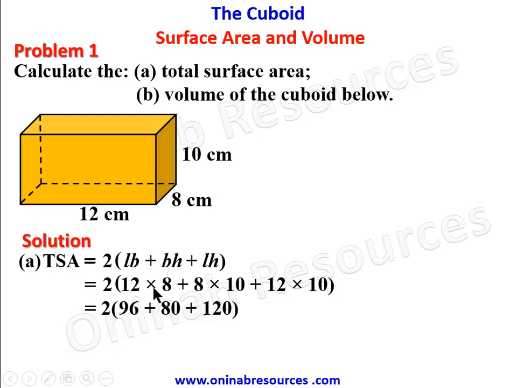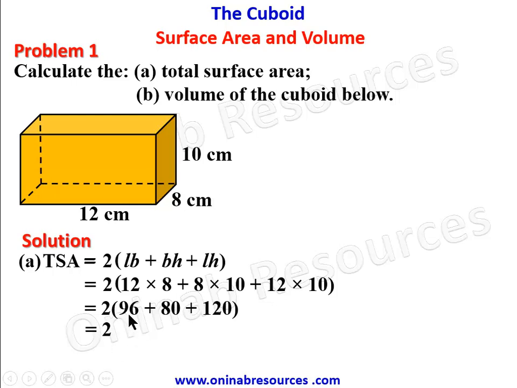Remember, we are observing BODMAS here. It is not 12 times 8, which gives 96, then plus 8 before you multiply by 10. We have to take note of that. So we simplify all the multiplications first, before the additions. So we add this and multiply by 2.